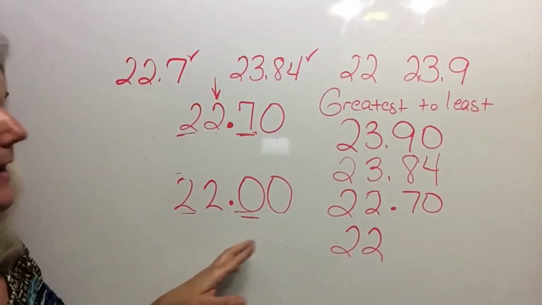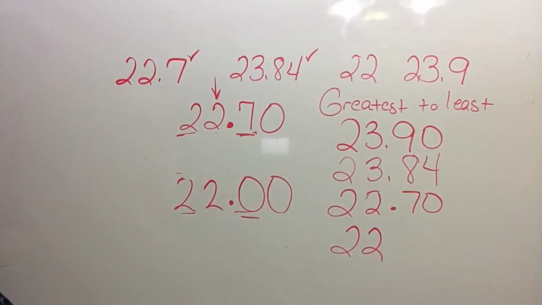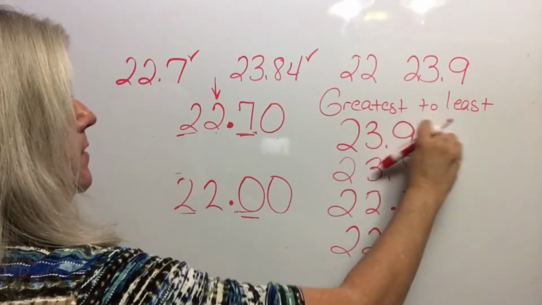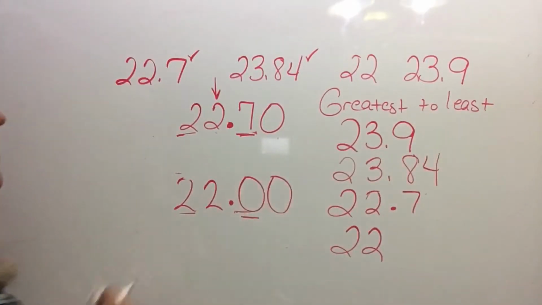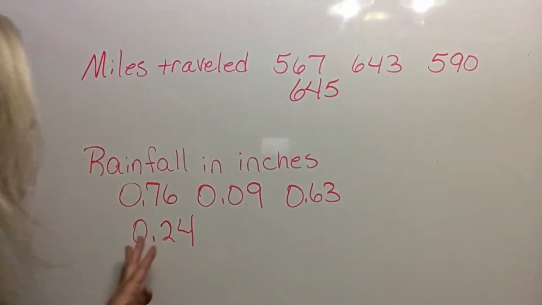Now remember, I annexed these zeros. I don't have to write them over here. I can actually take my zeros that I annexed off if I'd like to, and that is also a correct answer. Okay, I have some more problems on the board now.